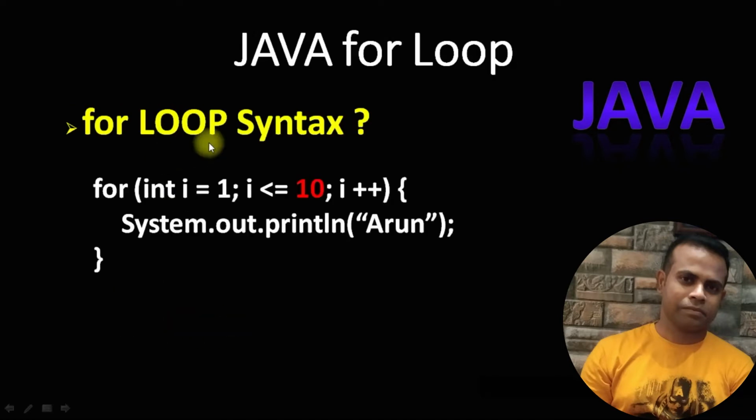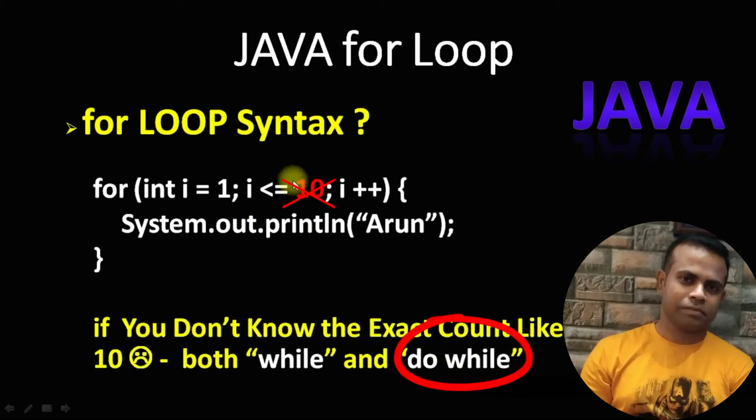Now in for loop we understand that we have this type of syntax, and if we know the exact iterations count in advance, then at that time we will use for loop. But if we don't know the exact count of iterations in advance, then we learned that we can use while loop. But today we will also learn that not only while loop, we can also use do while loop if we don't know the exact count of iterations in advance.